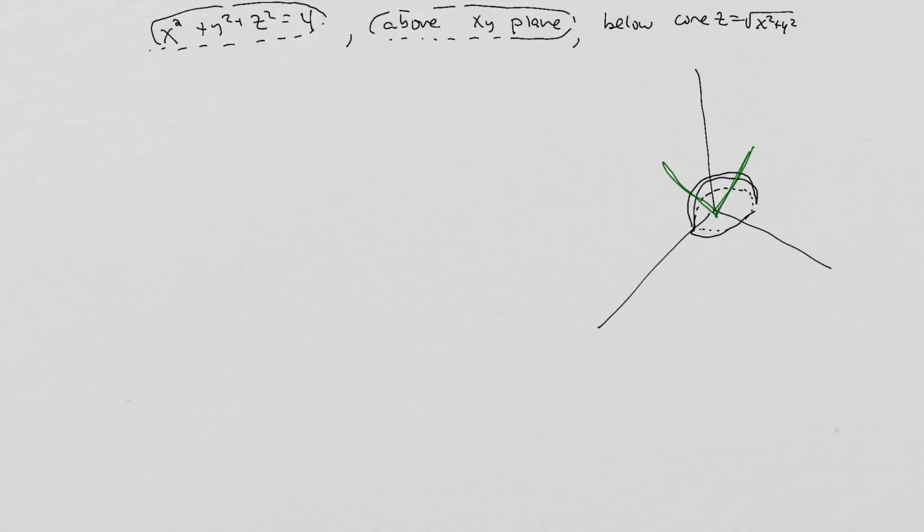So what I want to find here is the volume of the solid that lies within the sphere and below the cone. So if it's in the sphere and below the cone, it looks like it's this part in here. All right, so let's see if we can set this up.